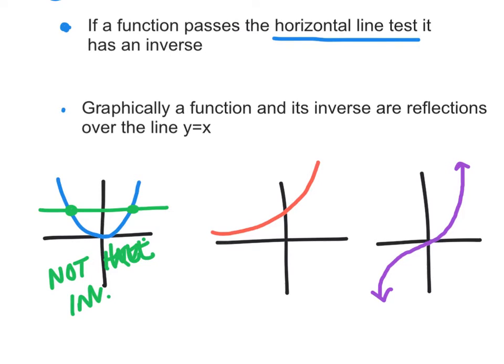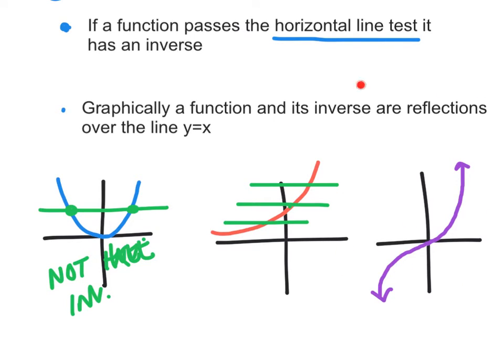Okay, over the whole domain. Now, if I restrict the domain, then it does, but not over the whole domain. Take a look at this guy. It'll pass the horizontal line test because it's only hitting in one spot. So this will have an inverse. And so will this one. It will have an inverse. It's only going to hit in one spot.